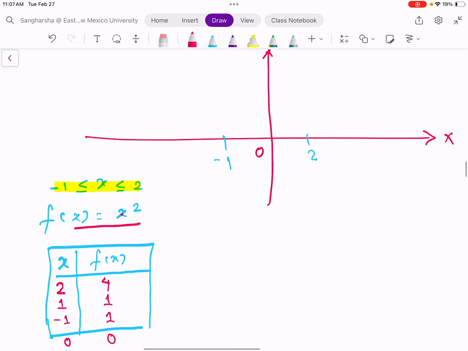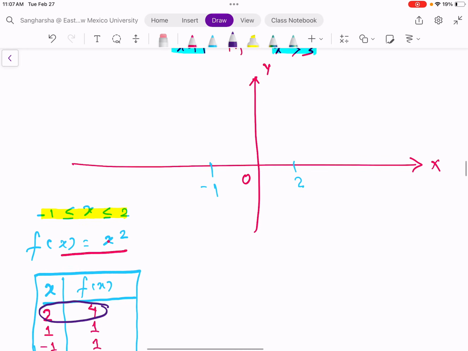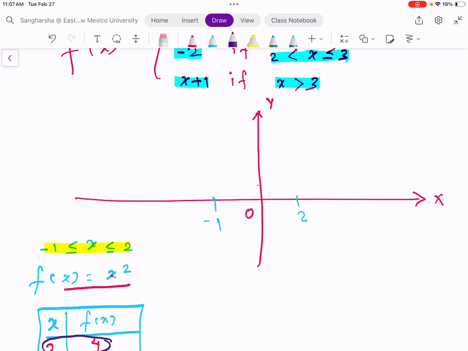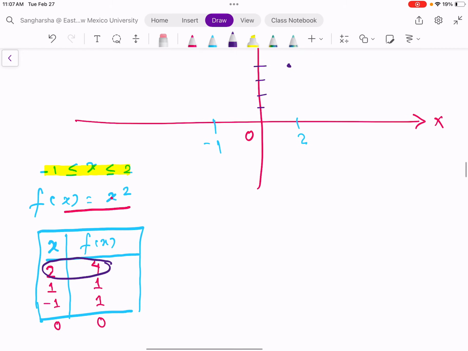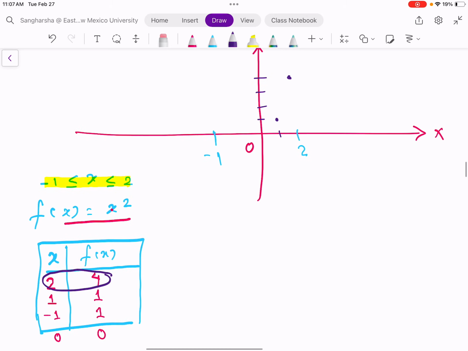Now let's go ahead and plot these points. So we have 2, 4. Let's say this is 1, 2, 3, 4. So we have 2, 4. Then we have 1, 1. So let's say this is 1. So we have 1, 1.